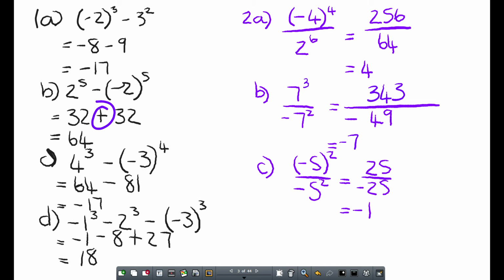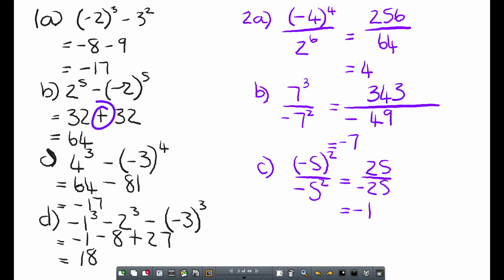Okay. Then at C, 4 to the power of 3 was 64, minus, and then negative 3 to the power of 4 gave me positive 81, and that's why it stayed a minus. And 64 minus 81 gave me negative 17. Okay, then D.